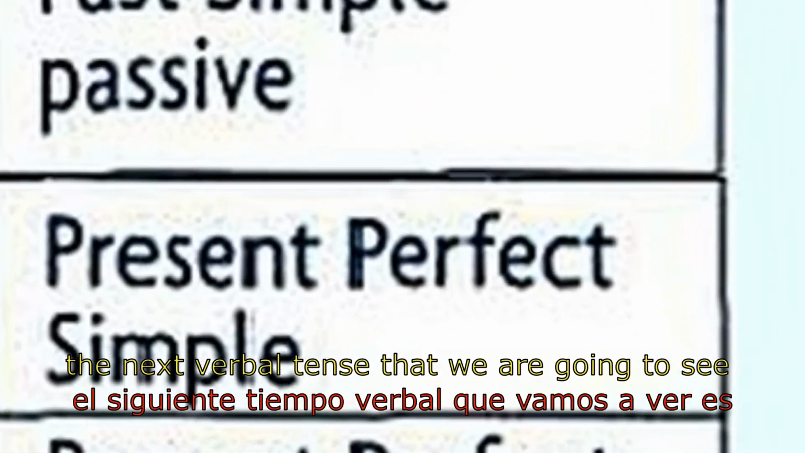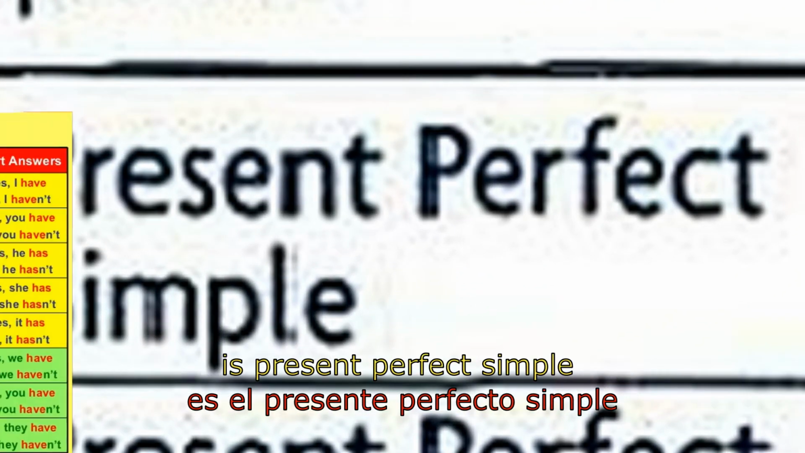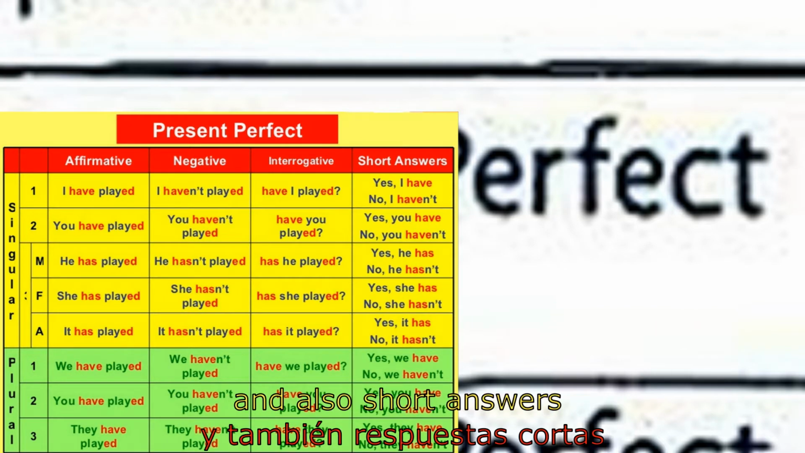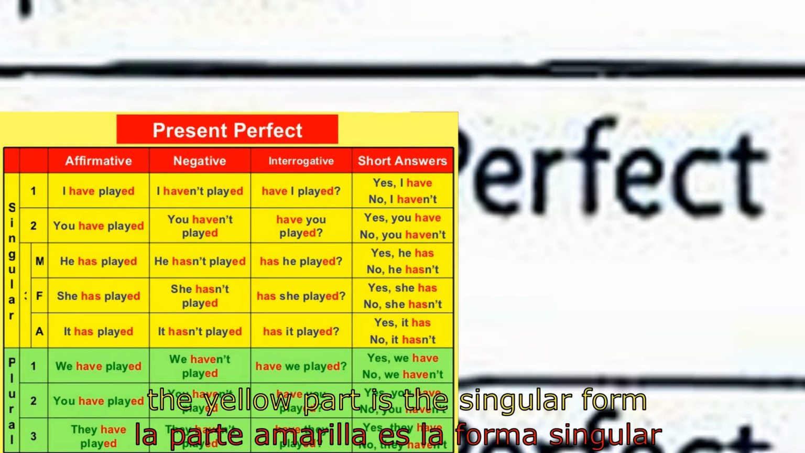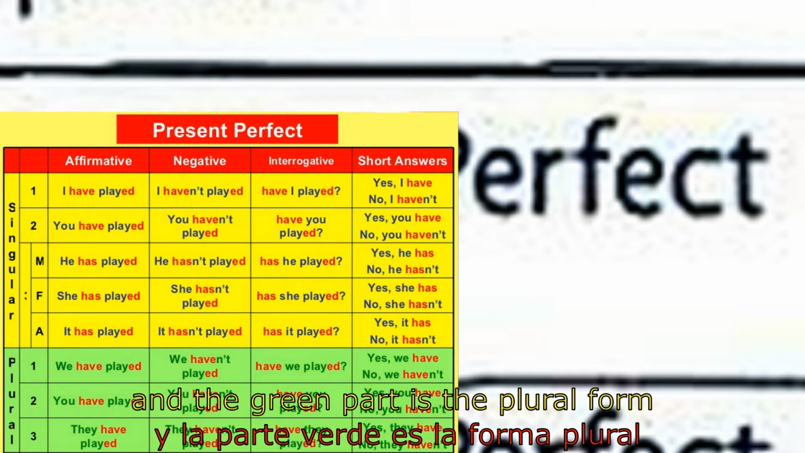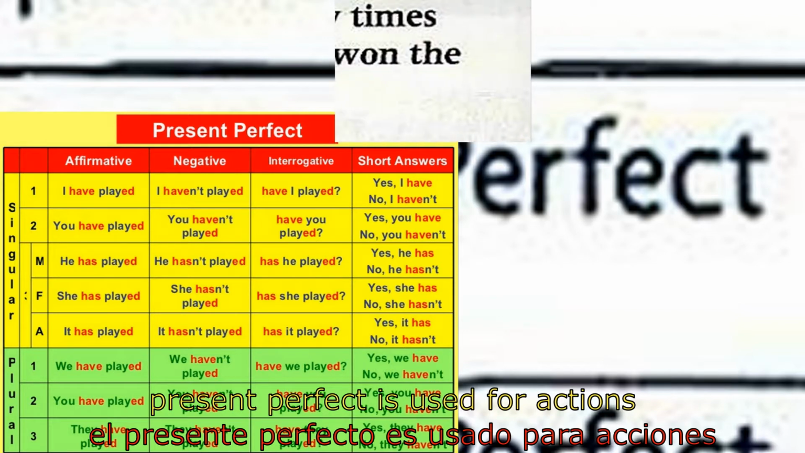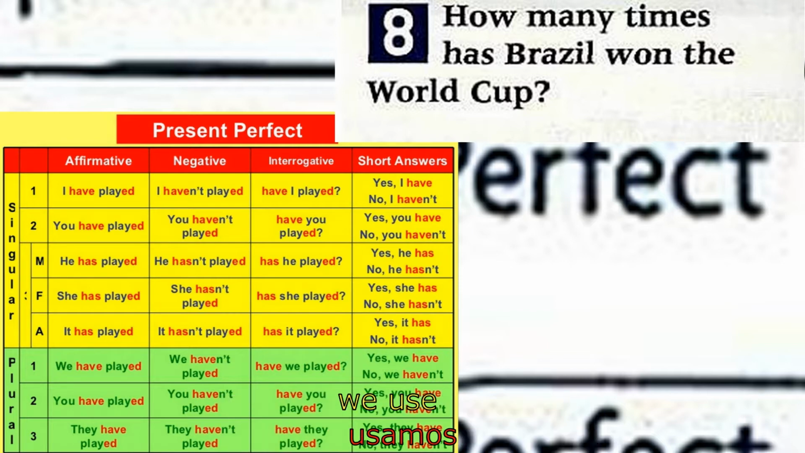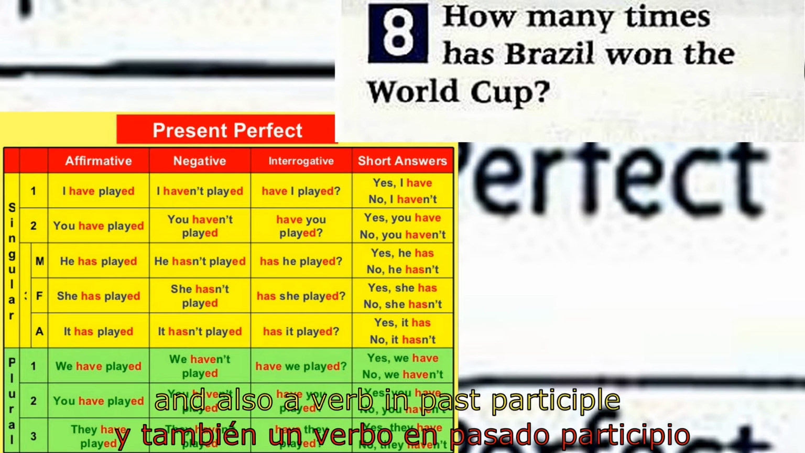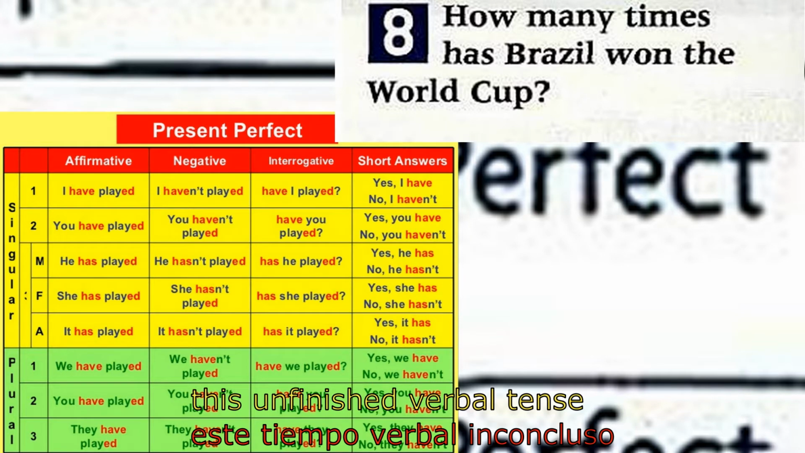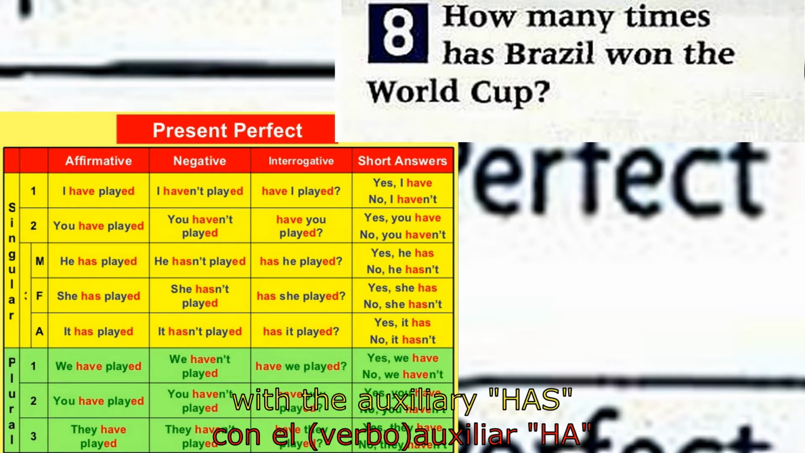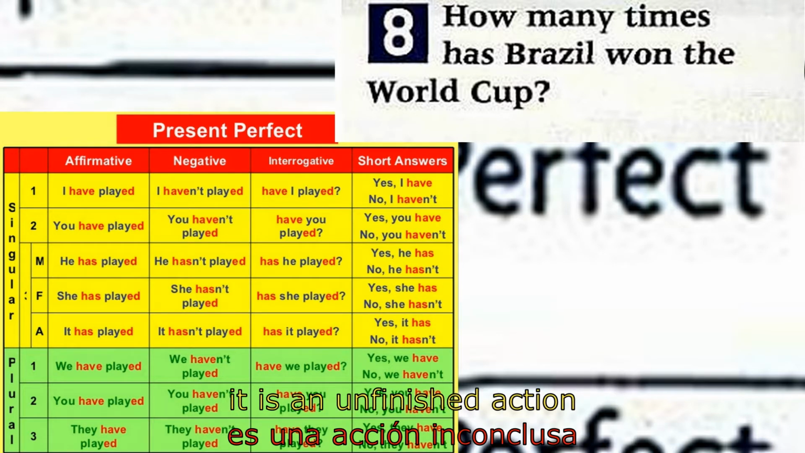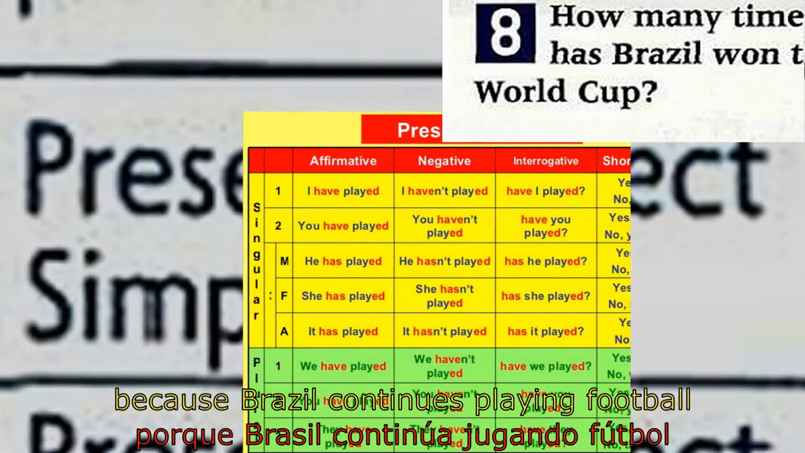The next verbal tense that we are going to see is present perfect simple. Here we have the positive, negative, interrogative sentences and also short answers. There are two sections. The yellow part is the singular form and the green part is the plural form. Present perfect is used for actions that are unfinished. To express these ideas, we use have and has and also a verb in past participle. This unfinished verbal tense can be found in question 8 with the auxiliary has and the verb in past participle, won. It is an unfinished action because Brazil continues playing football.